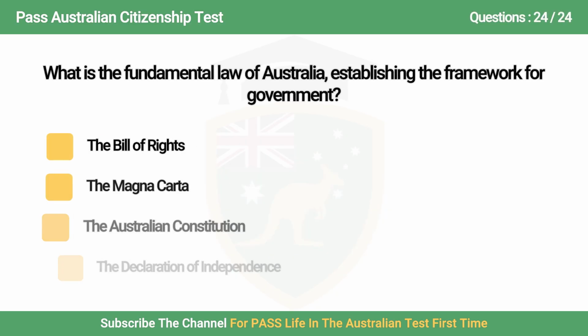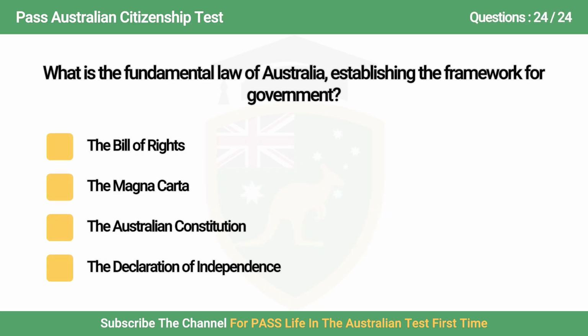Question 24. What is the fundamental law of Australia establishing the framework for government? A. The Bill of Rights. B. The Magna Carta. C. The Australian Constitution. D. The Declaration of Independence.